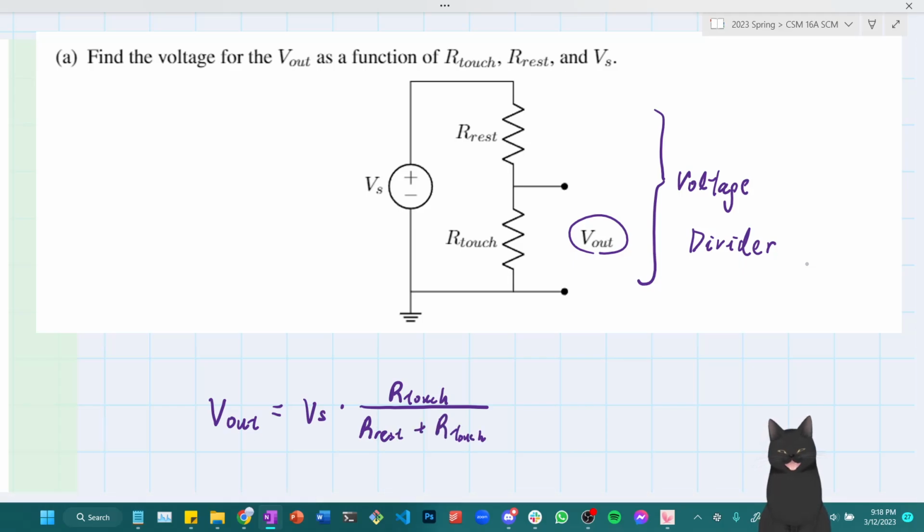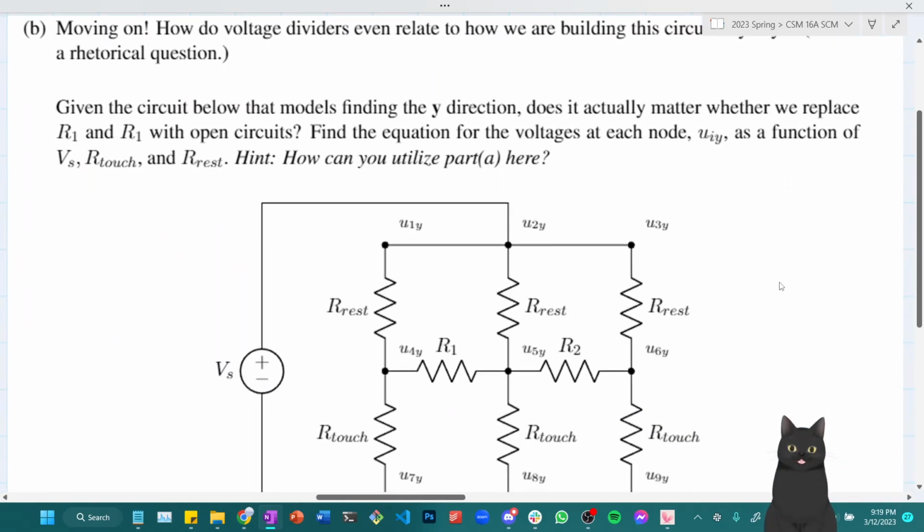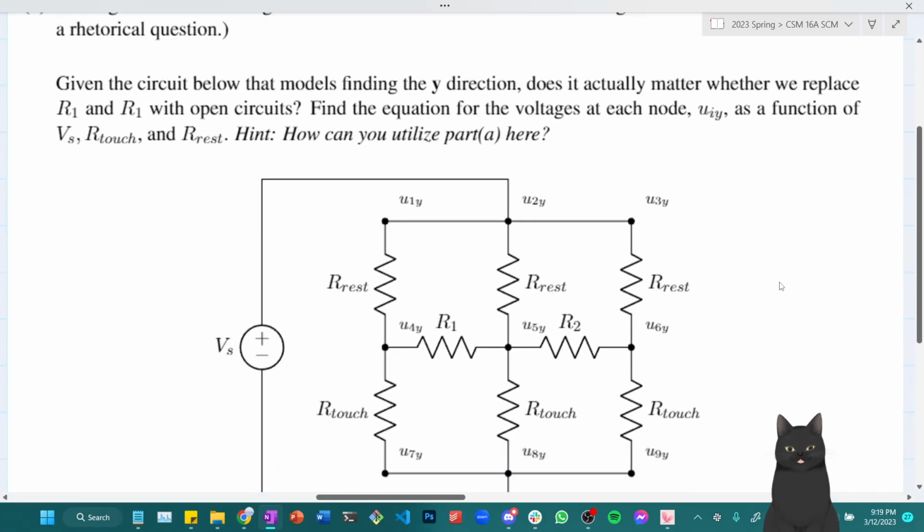Once again, this is a familiar formula of a circuit called a voltage divider, and the reason why it's called a voltage divider is because it can divide the voltage that the voltage supply provides into a fraction of it across each of the resistors. So now that we have gone through the voltage divider again, let's move on to the second part of the question. Moving on, how do voltage dividers even relate to what we're building in this circuit anyways? And this is a rhetorical question, it seems.